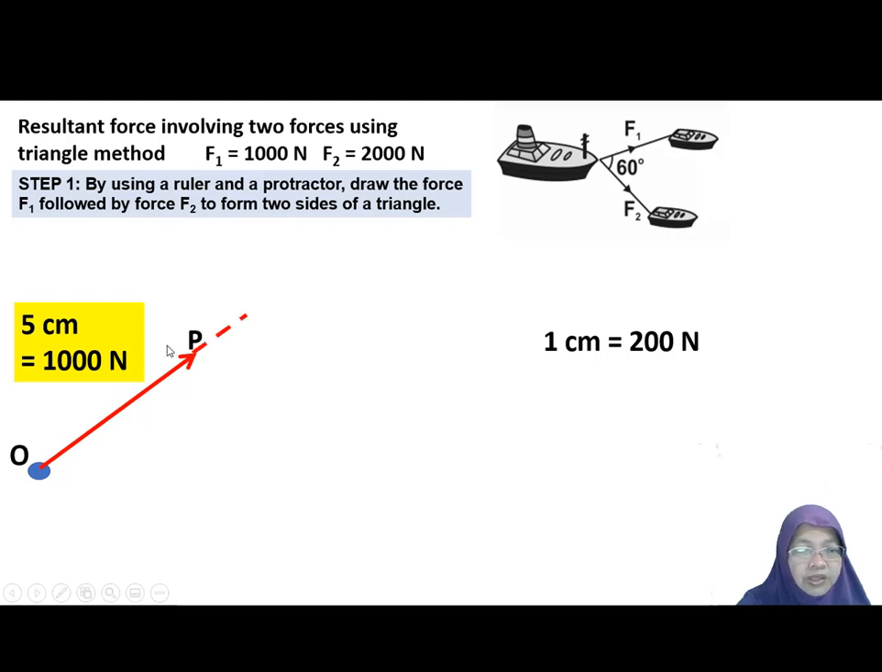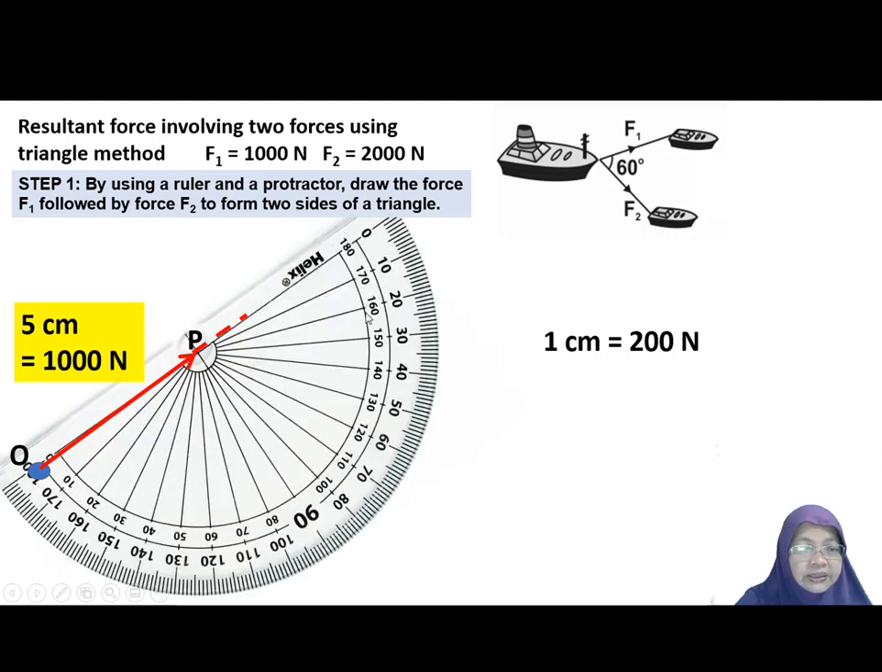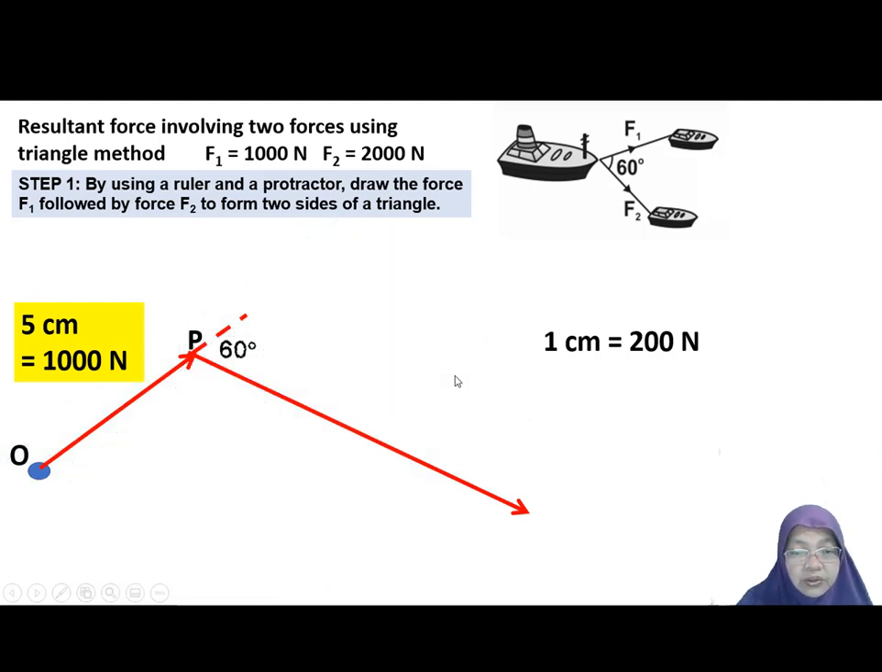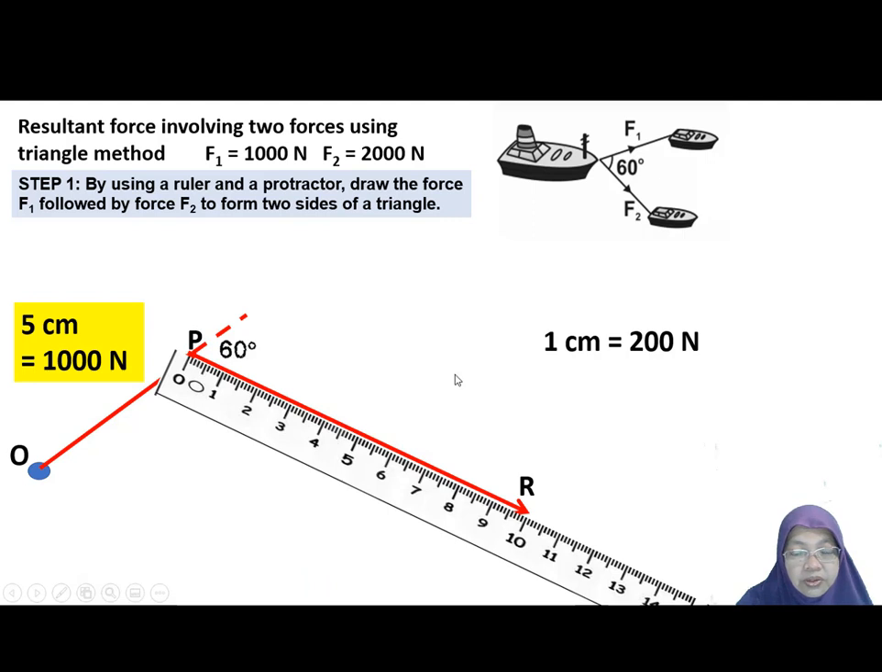We have another line here. Use a protractor, measure 60 degrees, because both F1 and F2 are separated by an angle of 60 degrees. That's what we measure here, 60 degrees. So how long? Use a ruler. It should be 10 cm. Remember, 2000 Newton equals 10 cm.